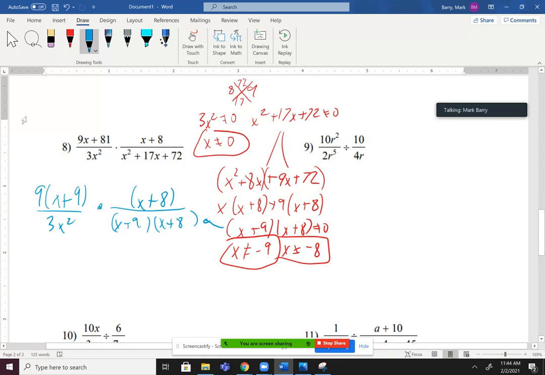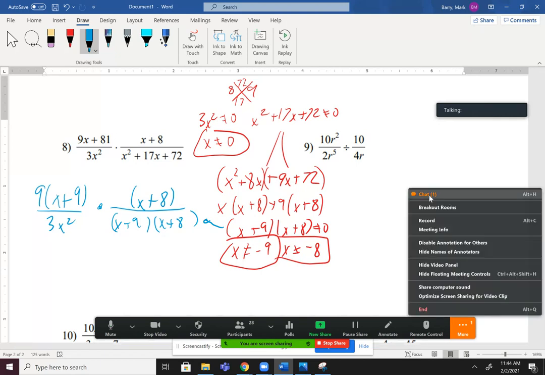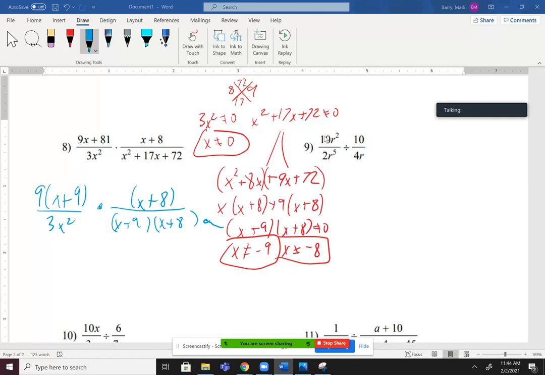All right, and let's see what we can cancel out here. We can cancel out x plus 8 with x plus 8. We can cancel out x plus 9 with x plus 9. Remember, we can always cancel top to bottom, even if they're not part of the same fraction, as long as they're multiplying.